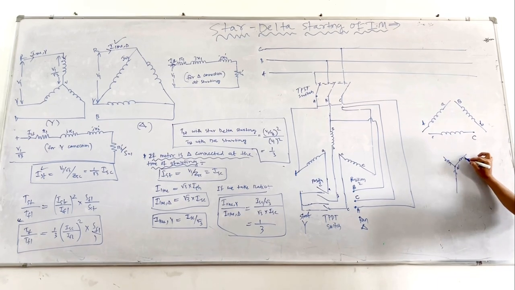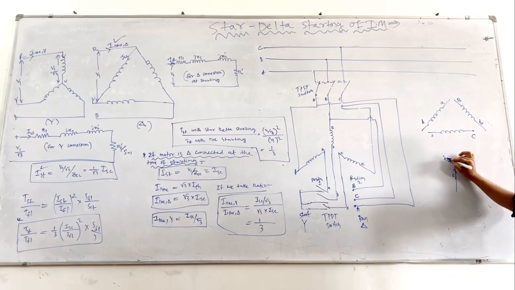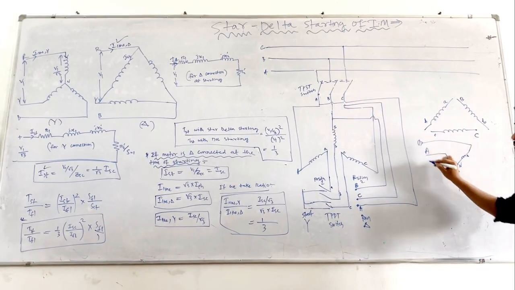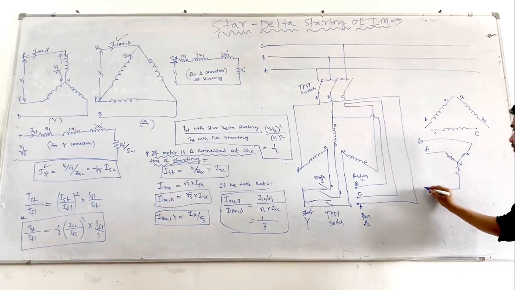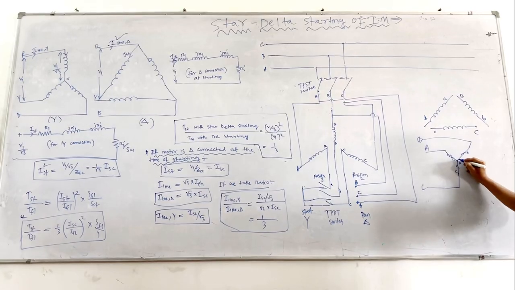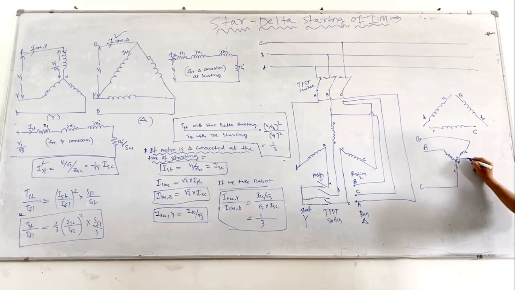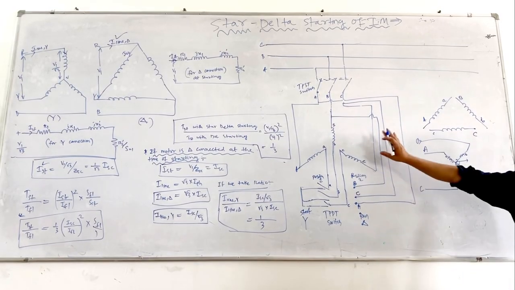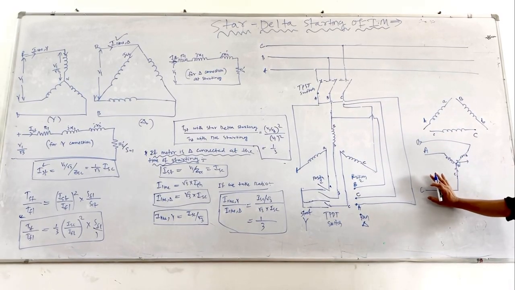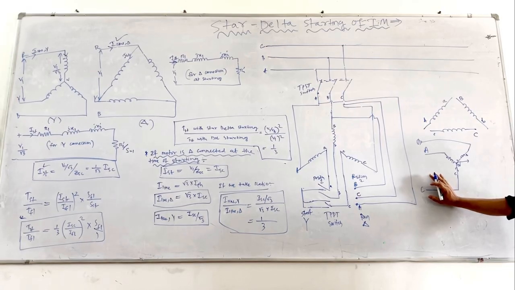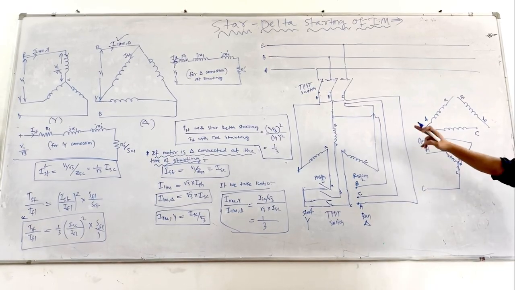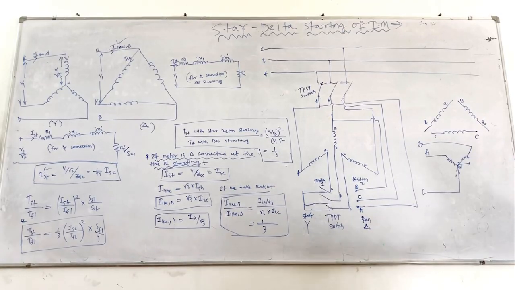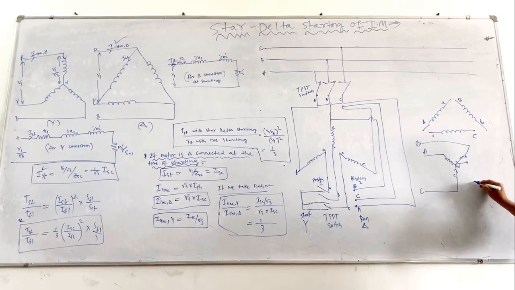Beside capital A, capital B, capital C: capital A is connected to phase A, capital B is connected to phase B, capital C is connected to phase C. And small a, small b, small c are all shorted and make the neutral point. Understood or not? So my star connection is ready. Now the motor is getting supply through the star connected starter winding, and the motor starts rotating. Suppose the motor achieves 80% of its speed.